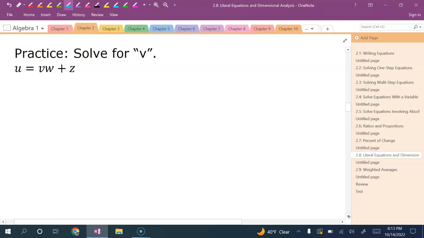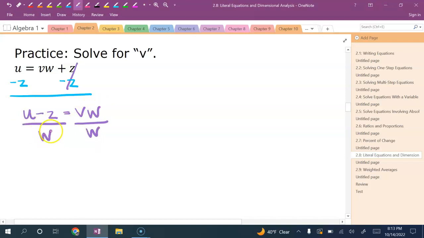So for this one, I would have started by subtracting the z. So your new expression should say u minus z equals vw. Then I would divide by w, and again divide the entire left side by that as well. So we should have had u minus z all over w equals v. And again, you could have switched that around and said v equals u minus z all over w.